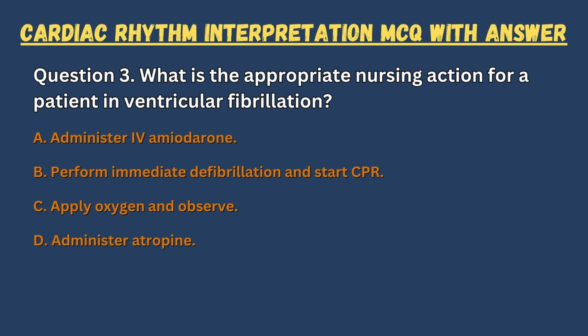Question 3. What is the appropriate nursing action for a patient in ventricular fibrillation? A. Administer formoterol. B. Perform immediate defibrillation and start CPR. C. Apply oxygen and observe. D. Administer atropine.